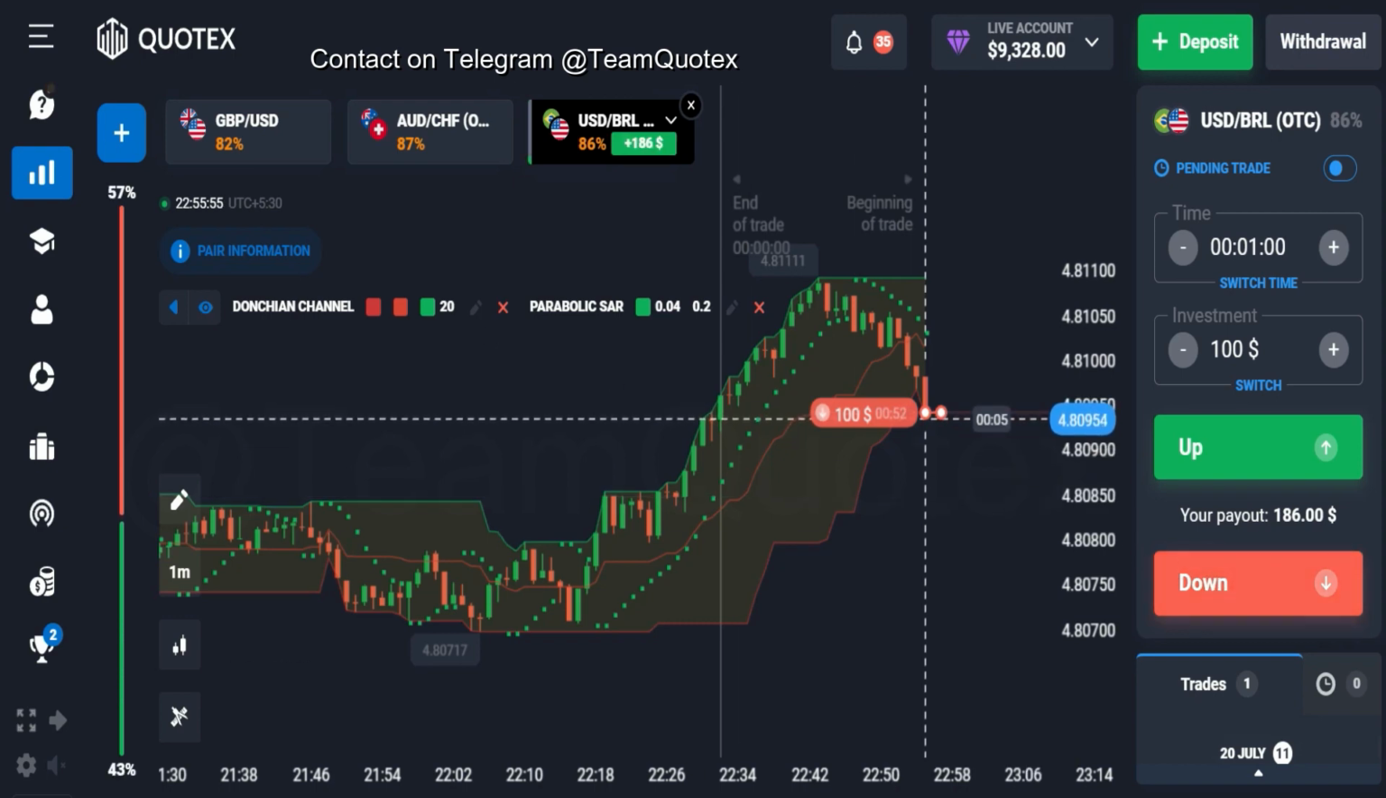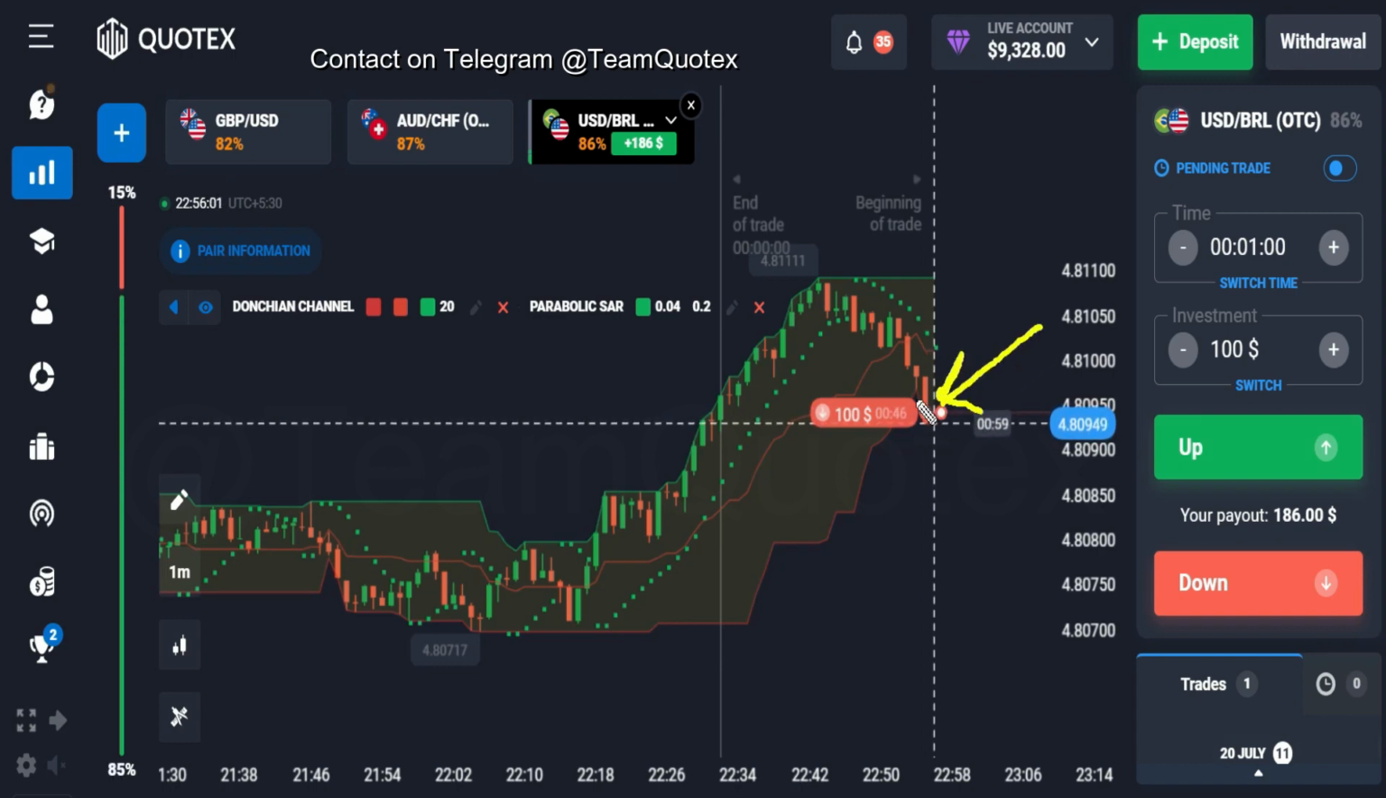Because here you can see, as I told you, if the price breaks the lower channel in down direction, that means it's indicating us a potential downtrend. And guys, we are using a parabolic. You can see the position of dots is above the price. That means we can trade in down direction as per the parabolic strategy as well. Okay, so this is the basic concept of trading.